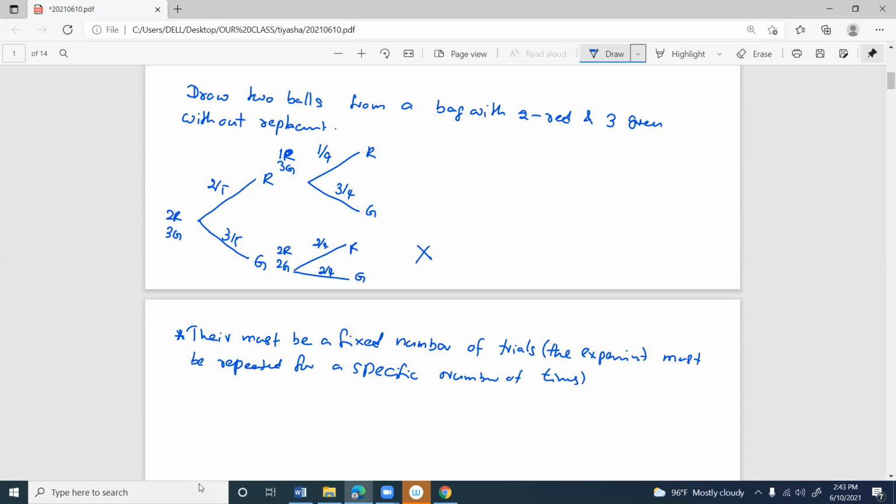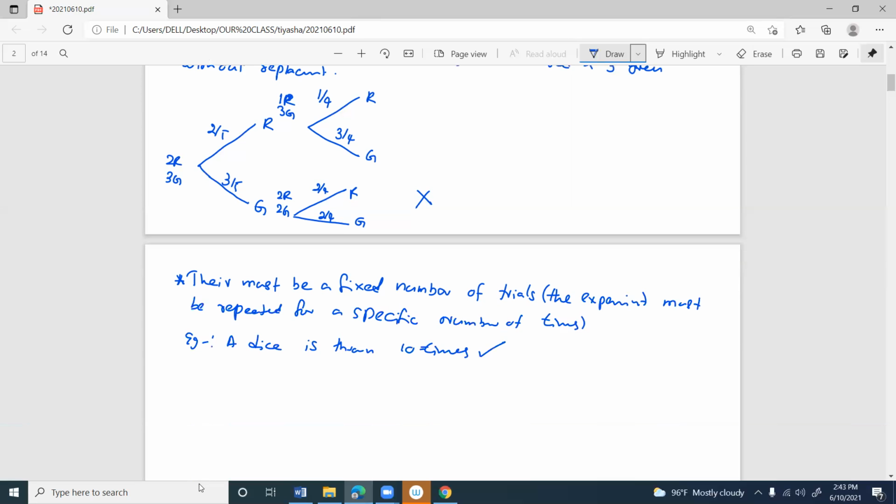Number of times. For example, if you consider a dice is thrown 10 times, you can use this condition. There should be a specific number of times they put it. So they mention the dice is thrown until 6 appears.